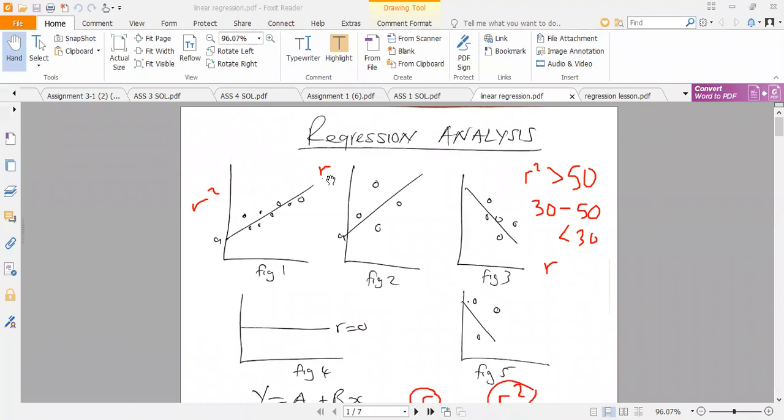R stands for what is called the coefficient of correlation. It gives you a picture to say this is a positive relationship. If your answer is positive, this is a positive relationship. If your slope is downward sloping, it's a negative relationship.